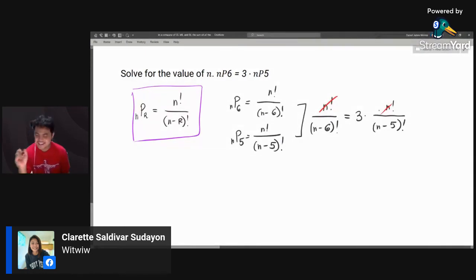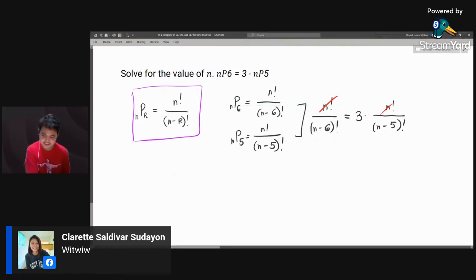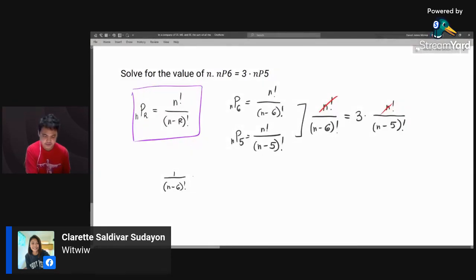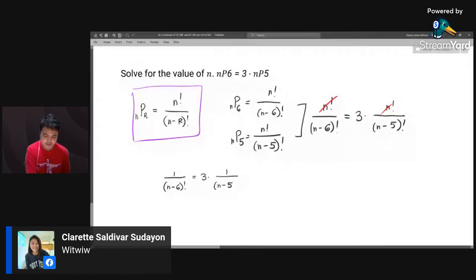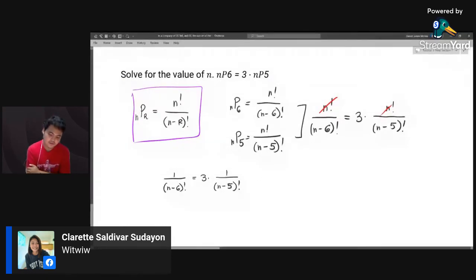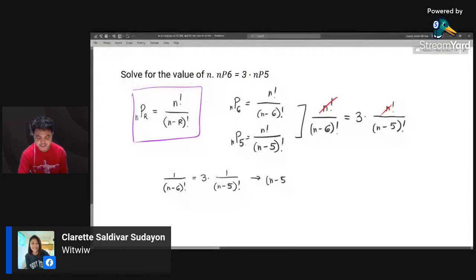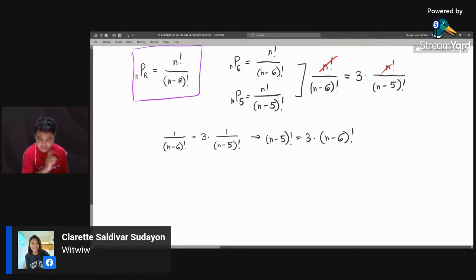Oh, yun pa lang. Sige. Check natin. I think pwedeng may mga iba pang maka-cancel. So, 1 over n minus 6 factorial is equal to 3 times 1 over n minus 5 factorial. Okay. So, syempre, ayaw natin sa denominator because it annoys everyone. So, cross-multiply, then 3 times n minus 6 factorial. Yan. Paano makukuha yung variables dyan pag ganyan?